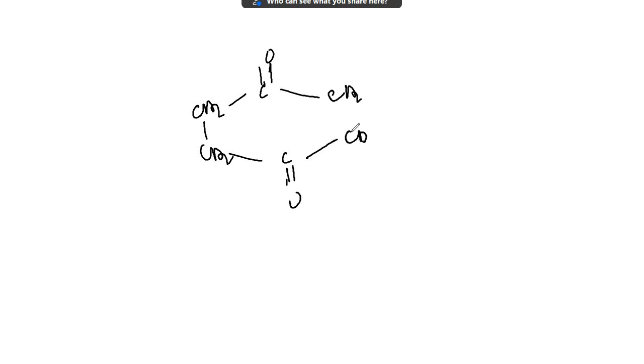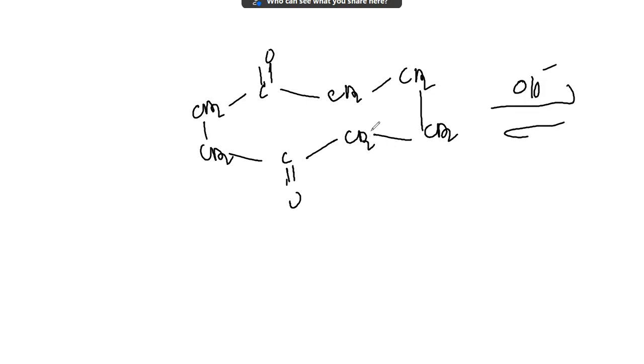Suppose CH2, CH2, C double bond O, C double bond O, CH2, CH2, CH2, CH2. Close it. Now in this case what happened? It enolizes with dilute alkali. It enolizes to form a carbanion. So what will it be?